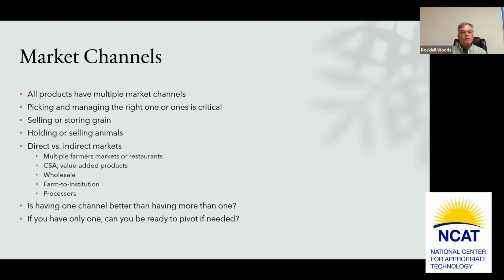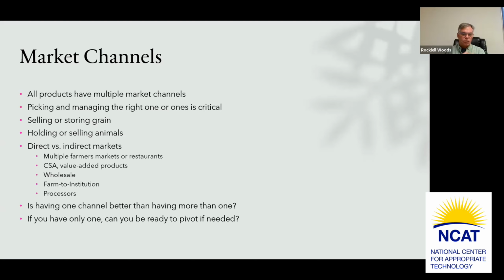Is having one channel better than having more than one? That's for you to decide. In general, if you only have one channel, you're kind of at the mercy of that channel. If you have a few channels, that's usually good. If you have too many, again, it's too many plates in the air. If you only have one or just a couple, are you ready, or can you be ready to pivot if needed?